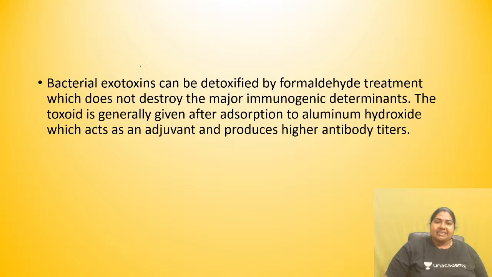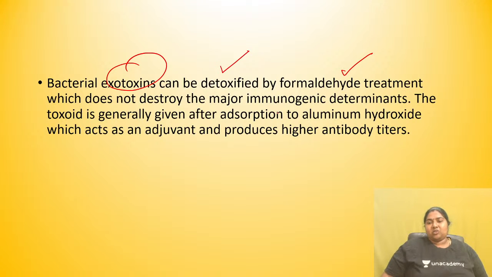So what happens? These bacterial exotoxins will first be detoxified. How? By using formaldehyde. This formaldehyde is not going to destroy the immunogenic determinants. What they do is, after that, they are given after absorption to this aluminum hydroxide. This is only acting as an adjuvant. For humans, we can safely use this aluminium hydroxide as a good adjuvant.